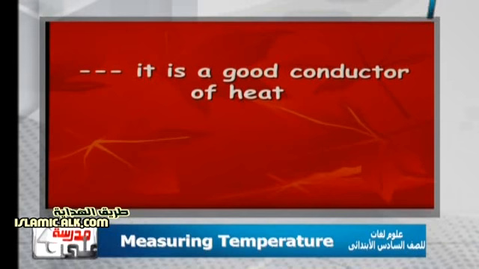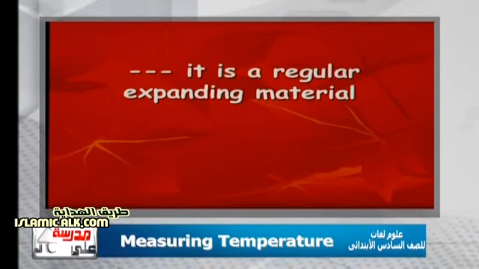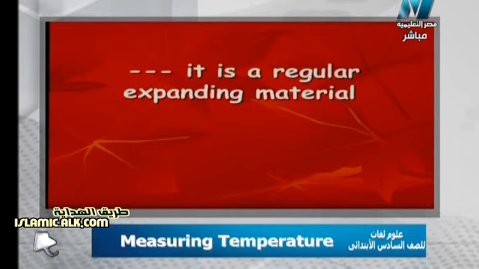It's a good conductor of heat because it already allows heat to flow through. In fact it conducts heat very quickly, maybe faster than many other metals. Number three, it's a regular expanding material. It expands regularly. What does that mean? It means that when there is a high temperature, liquid mercury expands. When there is no heat, or when there is cooling, mercury contracts and returns to its original position. So again, it's a material that expands regularly with heat.